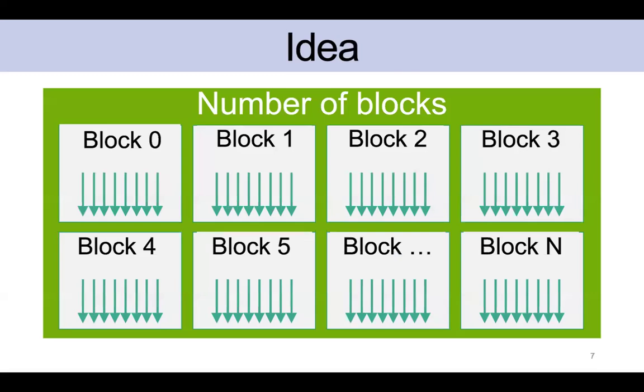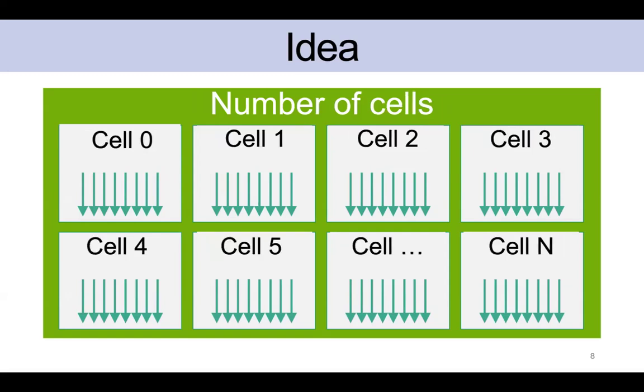The key idea when you're using a GPU is that you need to pass to the kernel the threads and the number of blocks. What we did is that we map the number of blocks to cells and the threads, each of these arrows, to the degrees of freedom. Okay.